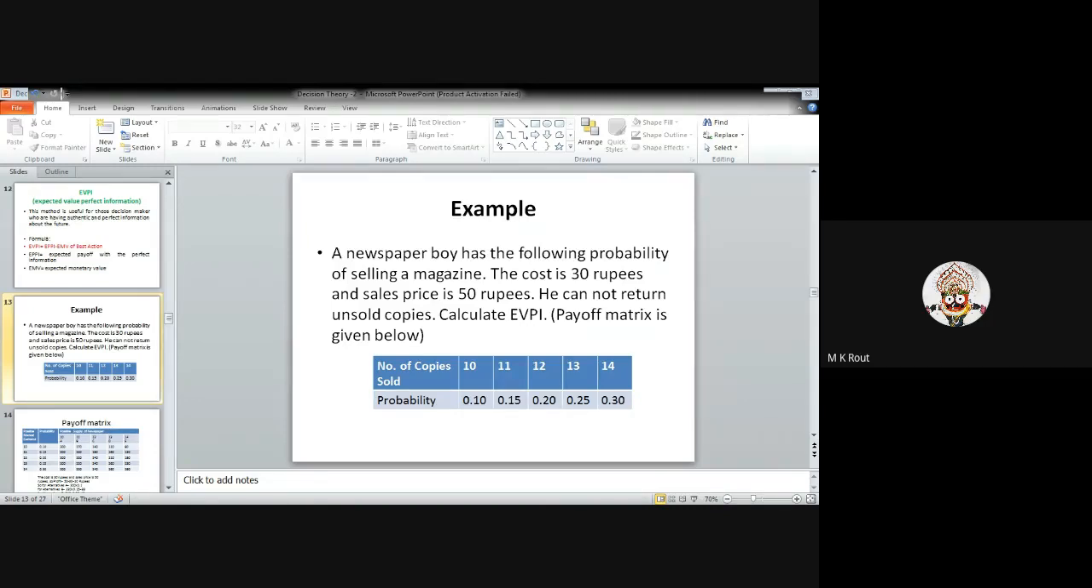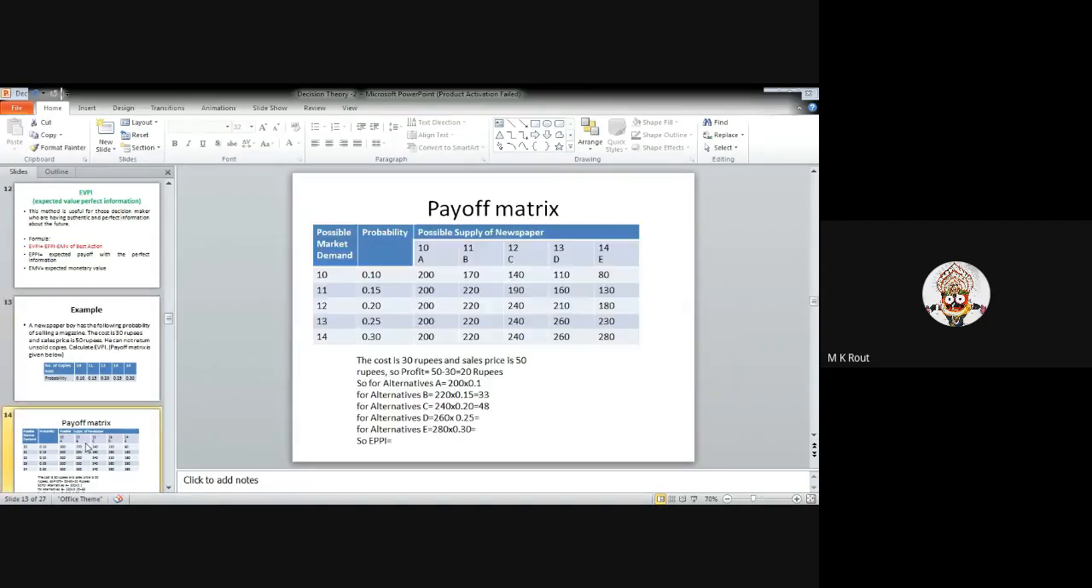Shall I move to the next one? Okay. In the next table, the number of possible suppliers is given. For 10 units of demand, the possible supplier for different courses of action is 200. In the B column, we have 170, 220. Similarly, in the C column, we have 40, 190, 240.